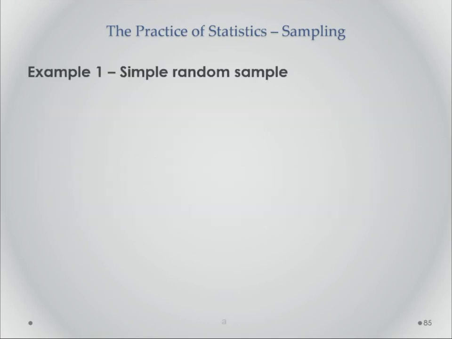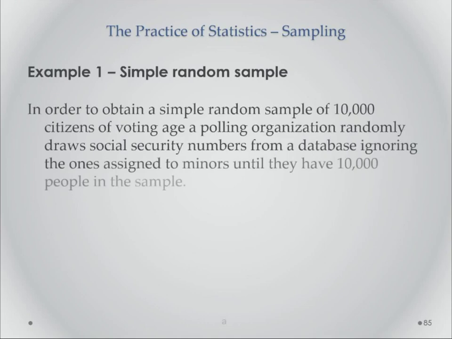Here's an example of doing a random sample. Get a simple random sample of 10,000 citizens of voting age. A polling organization randomly draws Social Security numbers from the database, ignoring the ones assigned to minors, right? Because we want voting age, so we're going to ignore minors until they have 10,000 people in the sample.